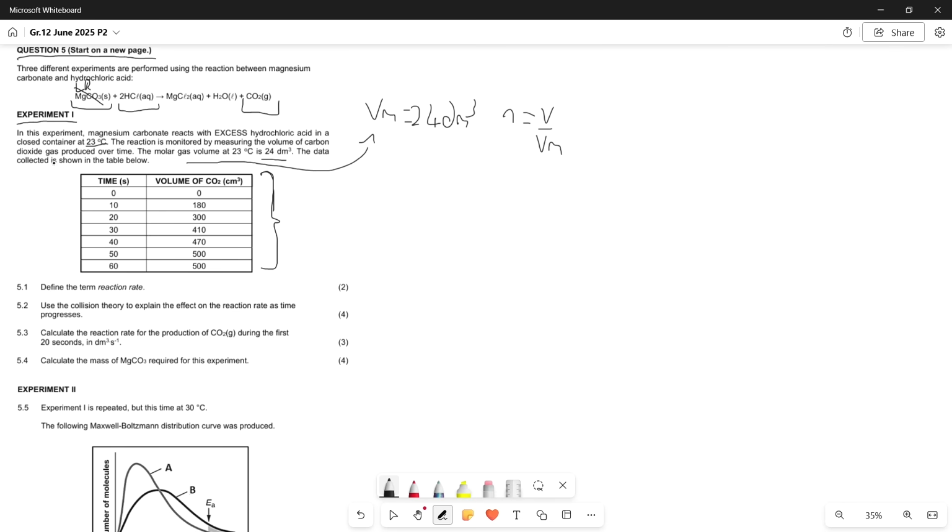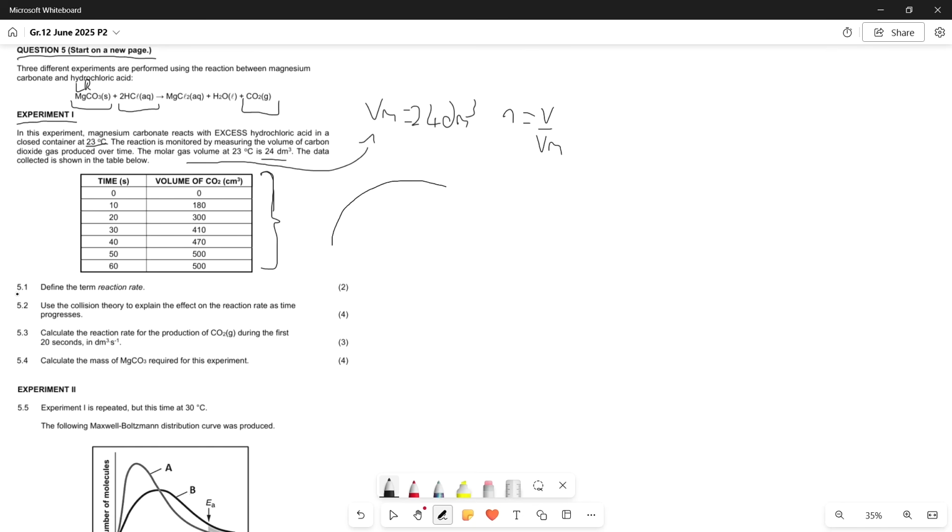And then it says the data collected is shown in the table below. So we have our time, we have our volume, and as we can see, it goes up in 10 seconds at a time. And then our volume had a big jump in the beginning, and then a smaller jump, and a smaller jump, and a smaller jump. So it's kind of flattening off like that because our MgCO3 is running out. Cool. So that is all the information there for experiment 1.